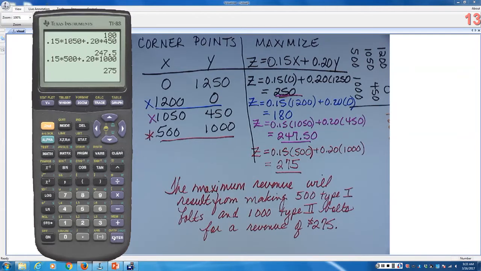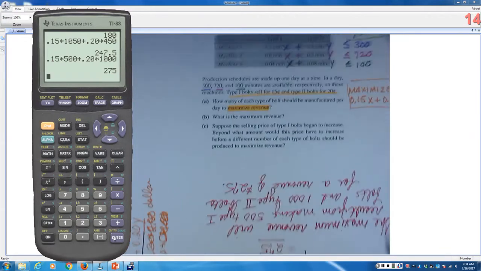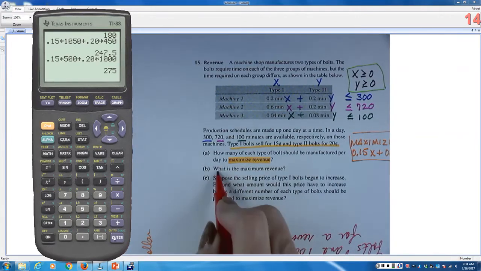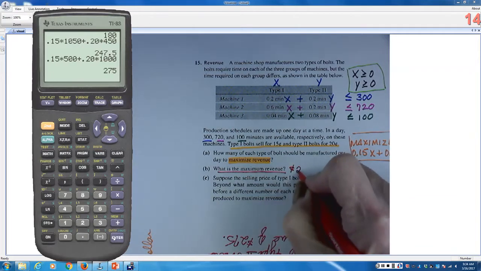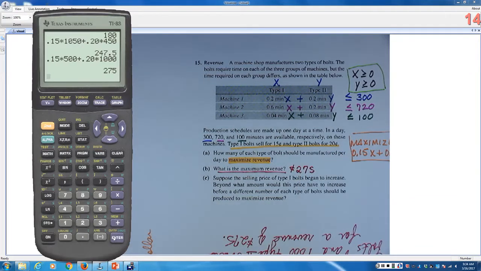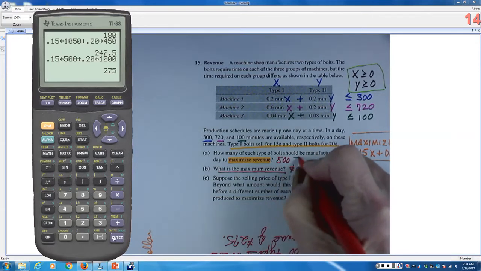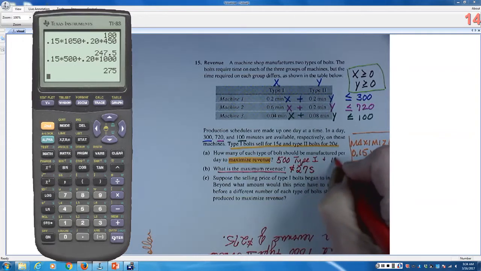Yeah, we answered part B, but we really have to do it on the test. Let me go back to the original problem again. Says, okay, we did answer part B. What is the maximum revenue? The maximum revenue was $275. And the answer to part A was 500 type 1 and 1,000 type 2.